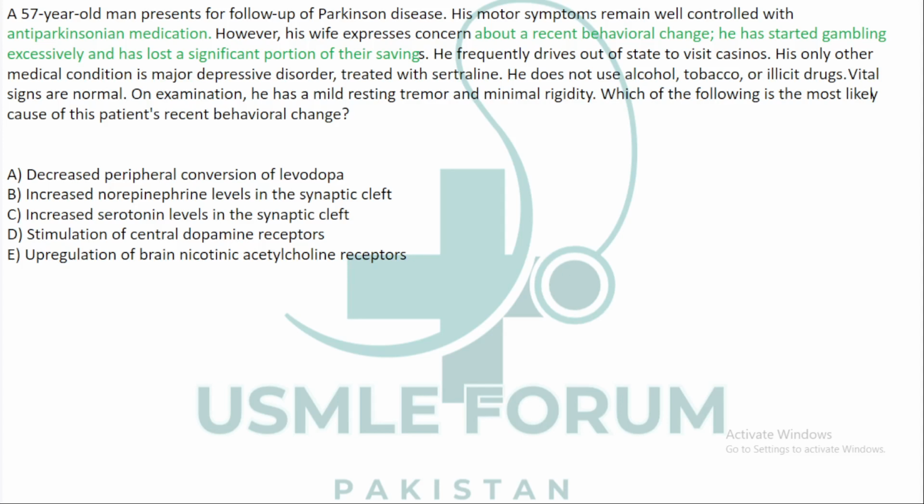But treatment isn't just about the motor control. It also has effects when you are giving treatment with dopamine agonists. Those dopamine agonists not only act on the nigrostriatal pathway, they also act on the mesolimbic and mesocortical pathways as well. And these pathways are involved in reward-seeking behavior, impulse control, and mood regulation, right? So this patient has started gambling excessively.